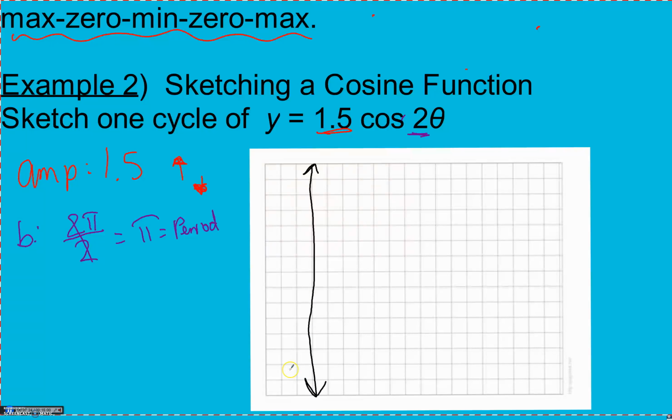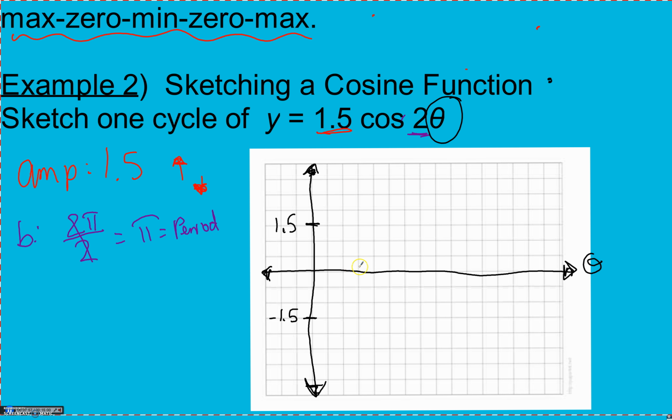y-axis and our theta axis here. Go ahead and label this theta since we have a theta in our equation. Okay, for cosine, we start at our maximum. So I'm going to go ahead and mark that at 1.5 because that's my amplitude. Same way, since I went 3 above, 3 below, again, that doesn't really matter. Just happens to be the habit that I've gotten into.